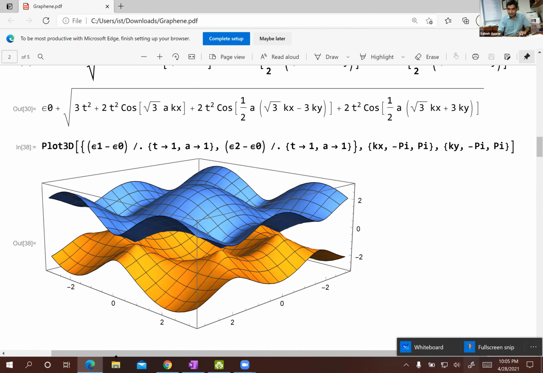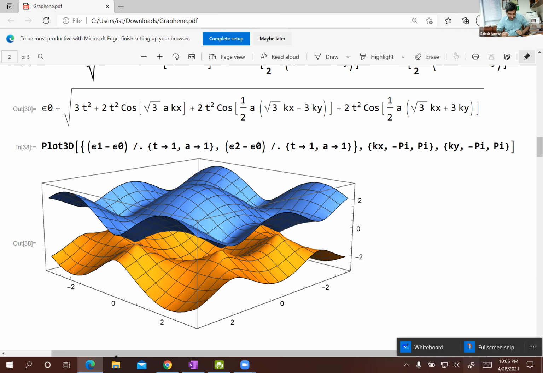There are two bands. One band is with the positive sign before the discriminant, and the other band is with the negative sign before the discriminant. So with two atoms per unit cell, or with two sublattices, I get two bands. One is an upper band and the other is a lower band. Sometimes they're called positive and negative bands. Sometimes they're called conduction and valence bands. And these bands have a flower-like structure.